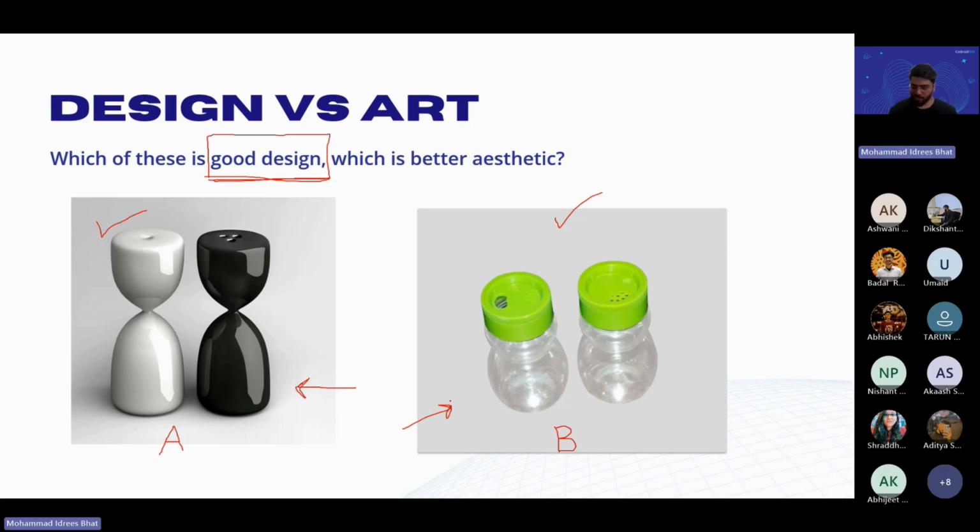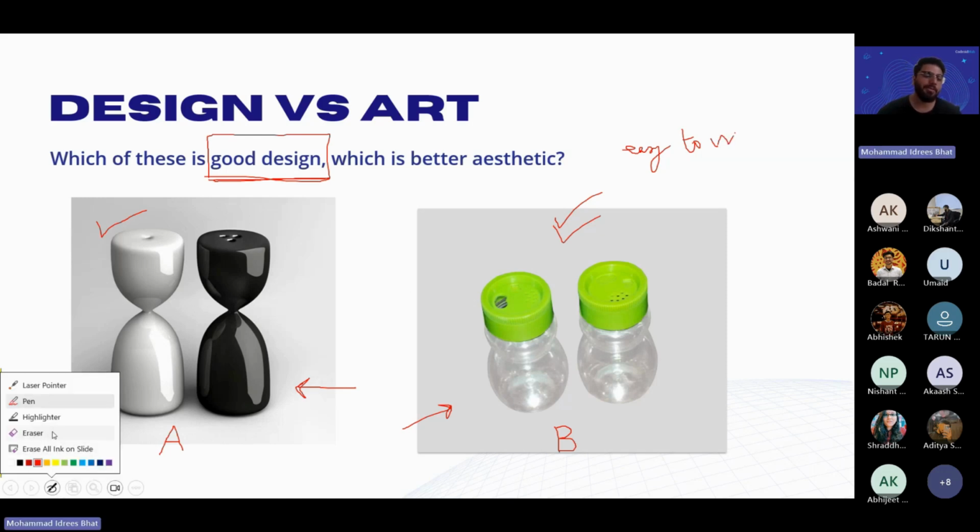So yeah, choose and then, with the reason. Abhishek says B because of better functionality. Good. That is very precise and very accurate. A, more aesthetic, but I choose B because of ease of use. So most of the people here are agreeing that B is more easy to use.